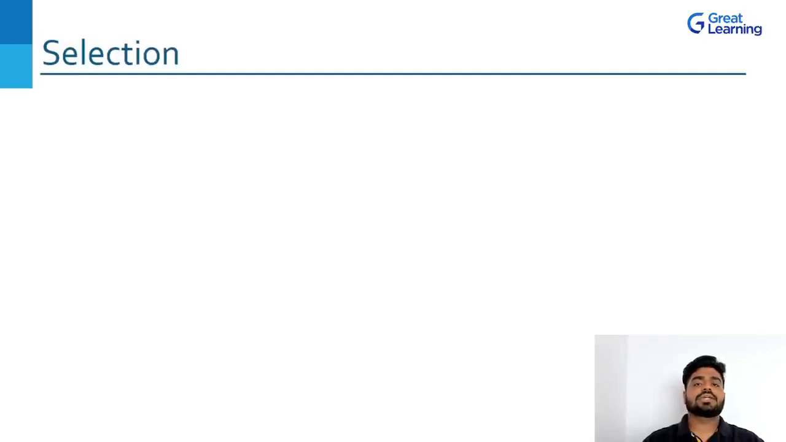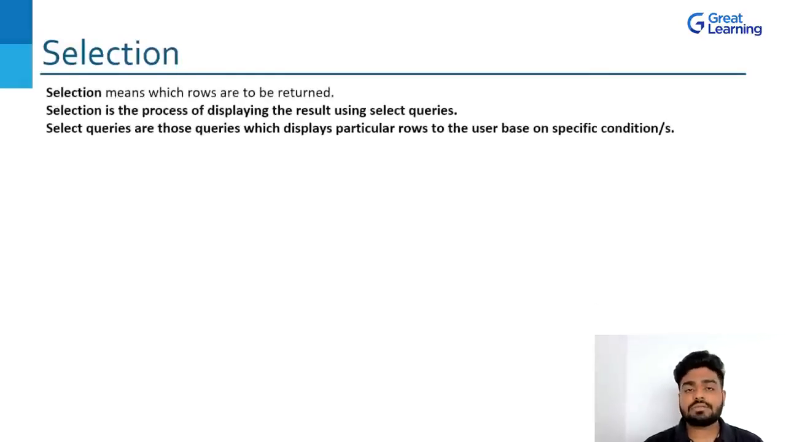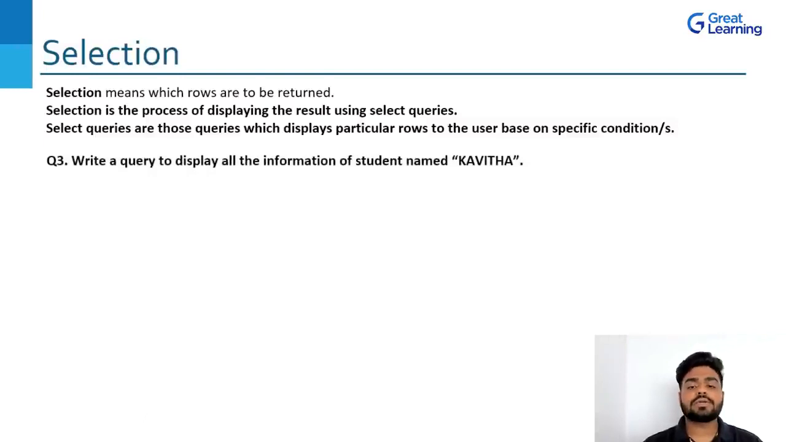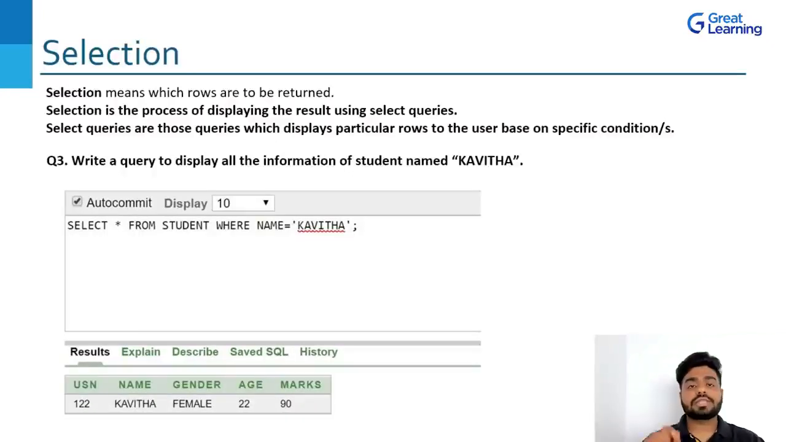The next is selection. Now what is selection? Now selection means which rows to be returned. That means which all detail or data I want it to be displayed. So selection is the process of displaying the result using select queries. Now let's say write a query to display all the information of a student named Kavita. Remember the table? We have name, age, gender, marks and all. Now I want to write a query to display all the information of a student named Kavita. So select star from student where name equal to Kavita, because I want all the details. So I've written star. So select star. This is what is selection.